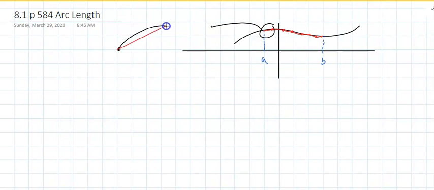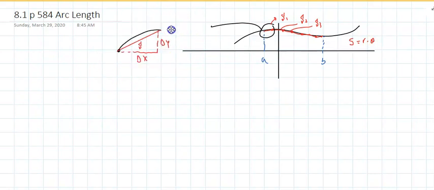So if I call this line S, this is delta x and this is delta y. Assume this is S sub 1, this is S sub 2, this is S sub 3, and the list goes on, by tradition. Now keep in mind this is an arc, and that's why I'm using S. We know from trig that S equals R times theta, but we're not going to go there. We're going to approach this a different way. This is reserved for a different section.